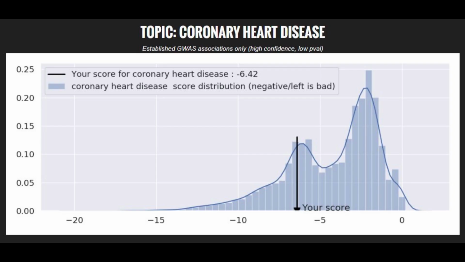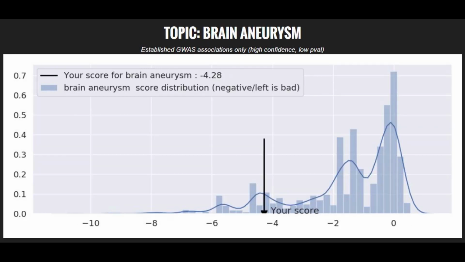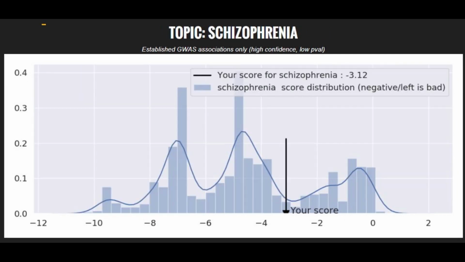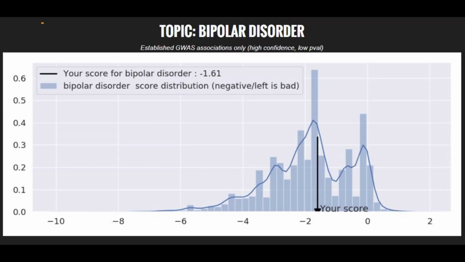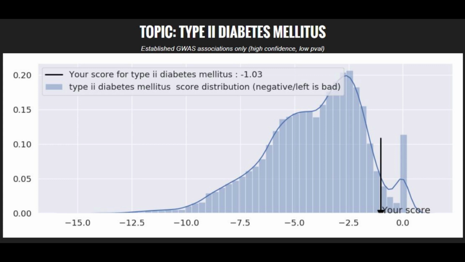When it comes to polygenic illnesses and traits, he had a pretty high, like above average risk score for coronary heart disease. He had a very high risk score for brain aneurysm, which is why I included it here. He had an average risk score for schizophrenia. He had an average risk score for Parkinson's disease. He also had an average risk score for bipolar disorder. And he had a very low risk score for type 2 diabetes.